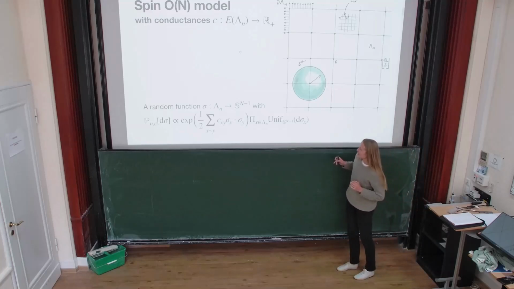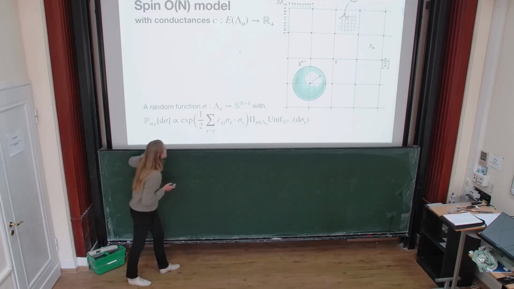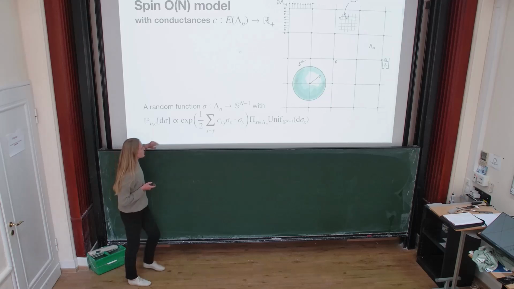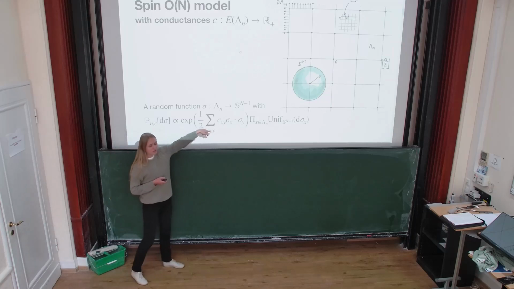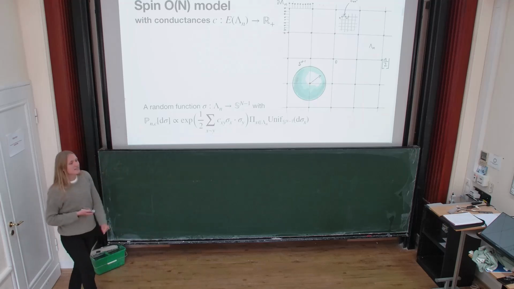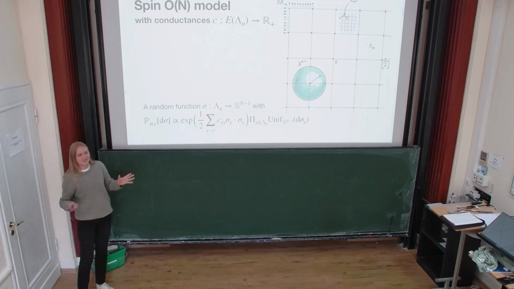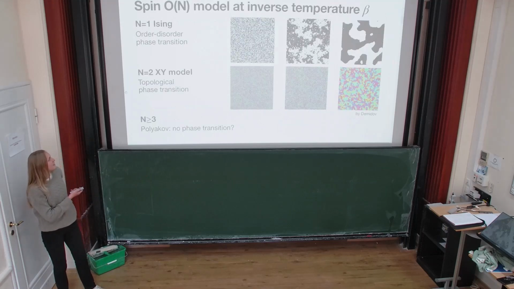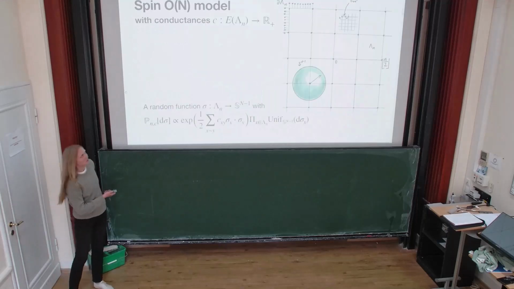The only thing I would like to mention is that one can also consider the spin O(n) model with conductances, which are basically functions on directed edges, where each undirected edge has a positive and a negative direction, and they are related by C_xy equal to C_yx. And why do I want these conductances? It's exactly because of the last 5 minutes of Christoph's lecture. We will see where I want to use it.